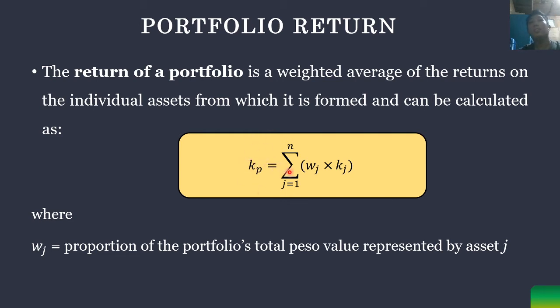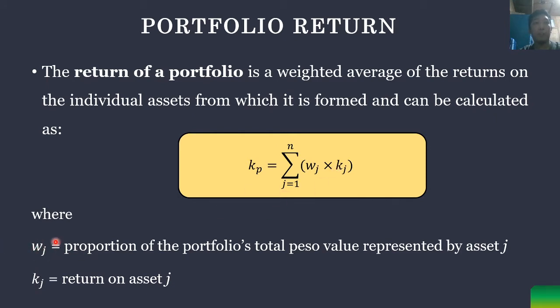Okay? So, that is the sum of WJ, the proportion of the portfolio's total peso value represented by asset J. Okay, so dito, ilang percent ba ng portfolio yung asset na yan? So, kung 50%, edi 50% yung W. Okay? And then, K, alam mo ulit yung K, that is return of that specific asset J. So, dalawa pala kailangan natin. Anong proportion ng total portfolio yung asset J. Okay? And then what is the return on asset J?